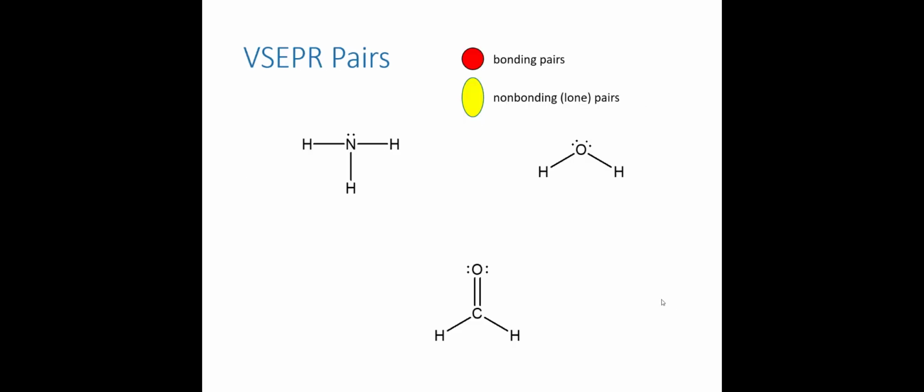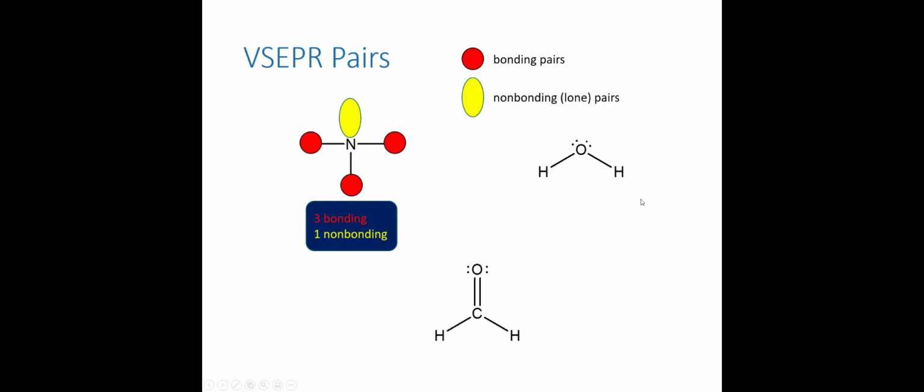So let's take a look here at how we would determine these numbers for some typical molecules. So over here I have ammonia. Let me identify the bonding pairs. So nitrogen is the central atom. It's bonded to 3 atoms. The nitrogen also has a non-bonding lone pair. So in summary, there are 3 bonding pairs and 1 non-bonding pair for a total of 4 electron group pairs.